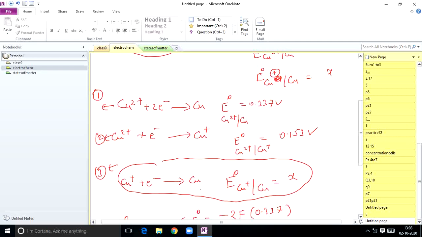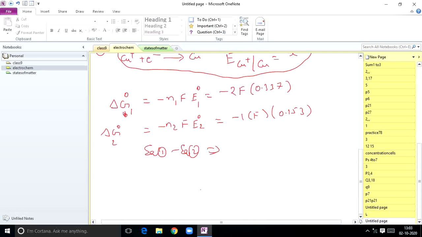Equation 1 minus equation 2, what will I get? Cu, and on this side only 1 electron is left. Cu minus Cu plus, electron. So finally you will get that if you take equation 1 minus equation 2, you will get equation 3. So if I do equation 1 minus equation 2, delta G3 naught for that reaction is equal to delta G1 naught minus delta G2 naught.